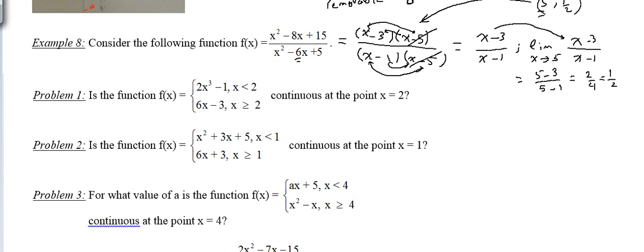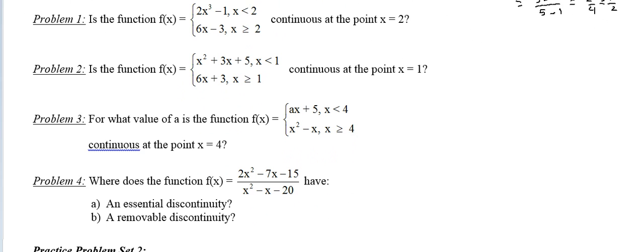Let's start with the problems. Problem 1: is the function f of x continuous at x equals 2? First, what is f of 2? We substitute in 6x minus 3: 6 times 2 minus 3, because here we have x equal 2. So the answer will be 12 minus 3, it's 9.